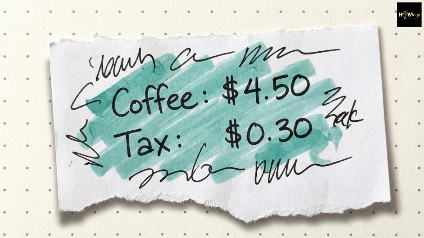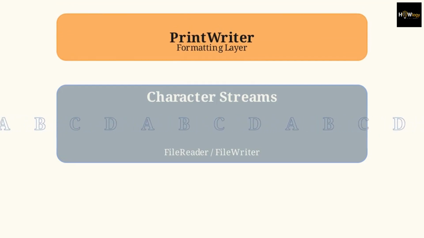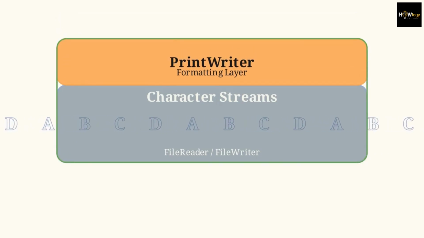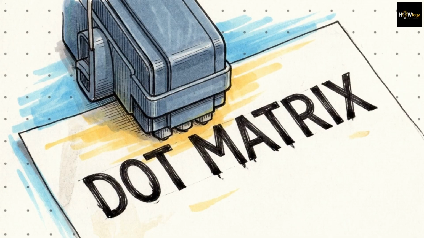Here, the end user needs to actually read the file. This requires character streams. Classes like FileReader and FileWriter are designed specifically to translate and transport 16-bit Unicode text. To make that text presentable, we apply a tool called PrintWriter. It sits on top of the character streams and acts as a formatting layer. In this Code for PrintWriter test, you can see the tool in action. It turns abstract machine actions into a clear record for human eyes.